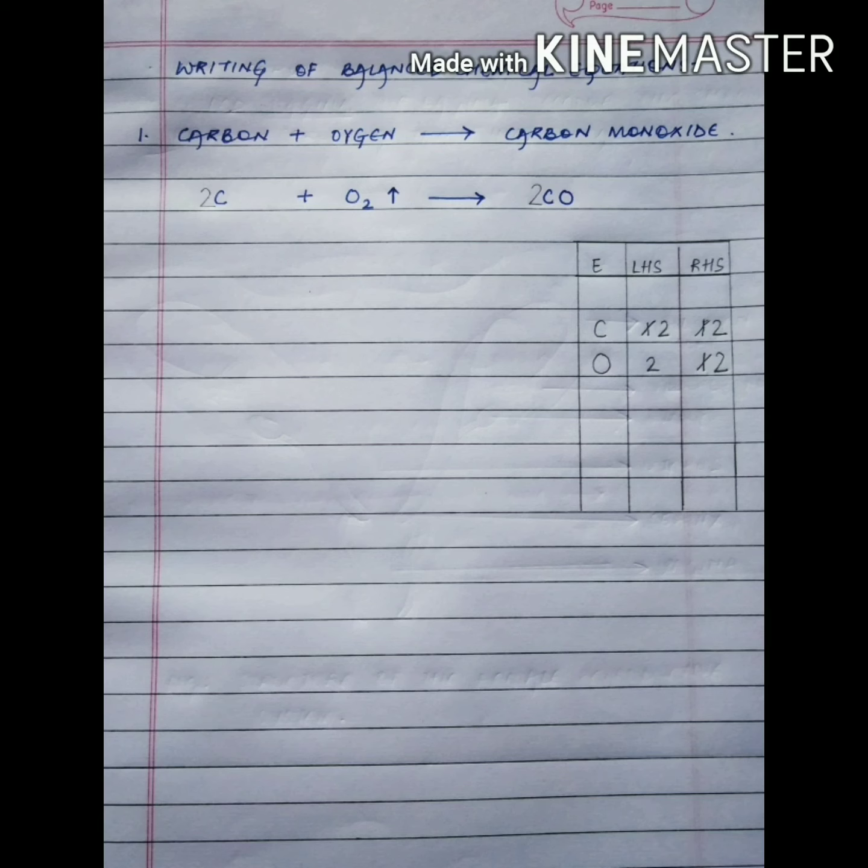Now carbon is not balanced in the left hand side. So I will write 2 in front of carbon in the left hand side. So come and check the table. Now carbon also becomes 2. So let's check. Carbon is 2 in the left hand side and 2 in the right hand side. Oxygen is 2 in the left hand side and 2 in the right hand side. So now my equation is balanced.